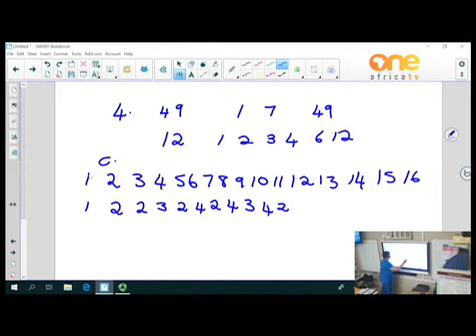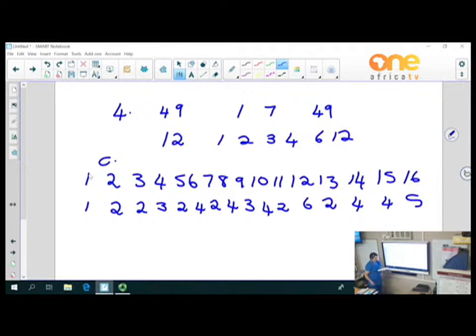12 we've seen already here, it is 6 factors. 13 is 2. 14 will be 1, 2, 7, and 14, so that's 4. 15: 1, 3, 5, and 15, and 16: 1, 2, 4, 8, and 16. So this one has got 5 factors. So that's how we complete that table there.